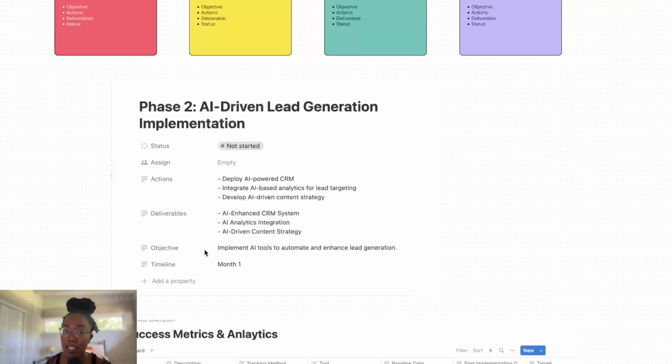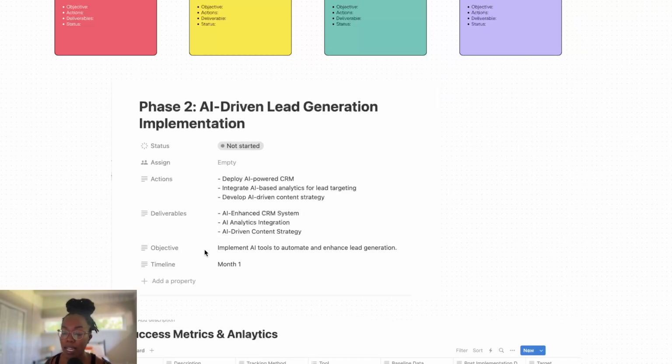So if your client isn't already using some sort of AI system, that would be probably the first place to start. And when I say your client, it could be you are your client in this case. Next, we have integrating AI-based analytics for lead targeting.